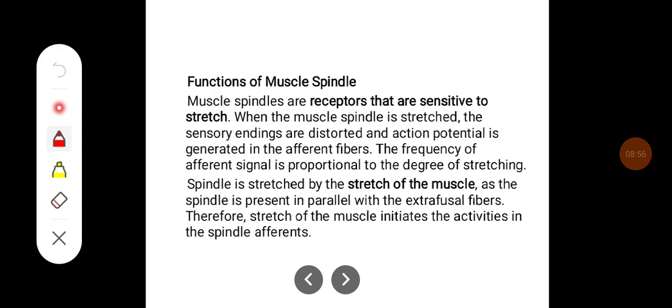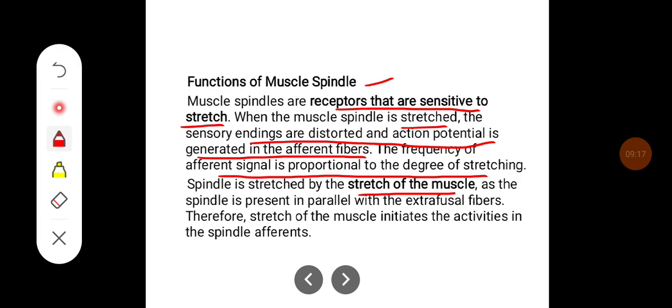Coming to the function of muscle spindles: they are the receptors that are sensitive to stretch. When the muscle spindle is stretched, the sensory endings are distorted and action potential is generated in the afferent fibers. The frequency of afferent signal is proportional to the degree of stretching. The spindle is stretched by the stretch of the muscle, as the spindle is present in parallel with extrafusal fibers. Therefore, stretch of the muscle initiates activity in the spindle afferents.